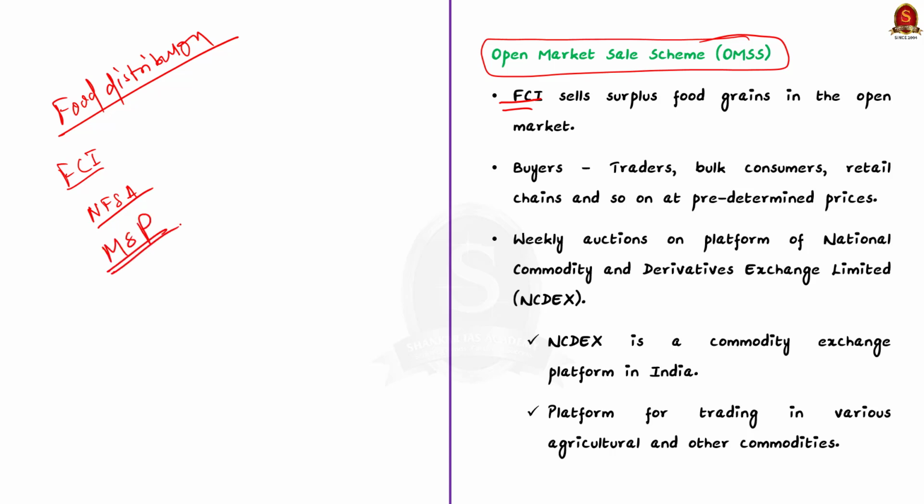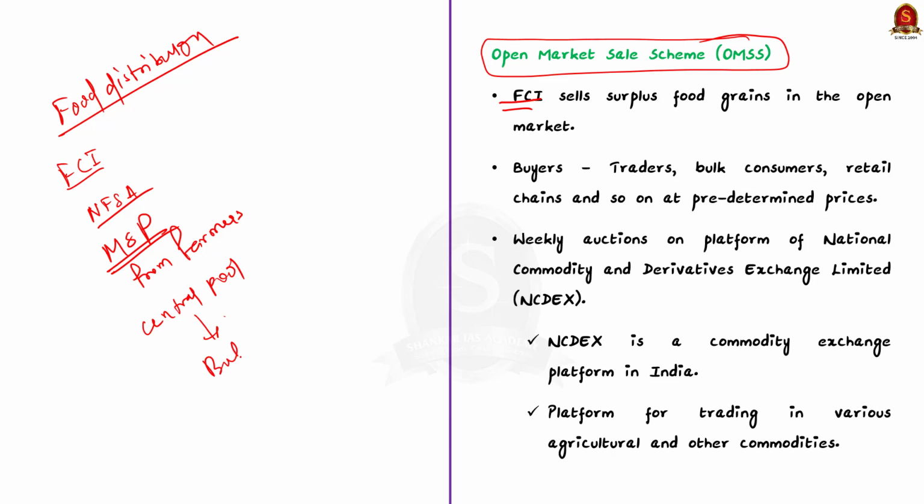From this central pool, the government has to set aside grains for 80 crore beneficiaries under the National Food Security Act (NFSA), as we saw already. Then out of the remaining grains from the pool, the Food Corporation of India maintains a buffer stock and a marketable surplus. Here is where the Open Market Sales Scheme will come into the picture.